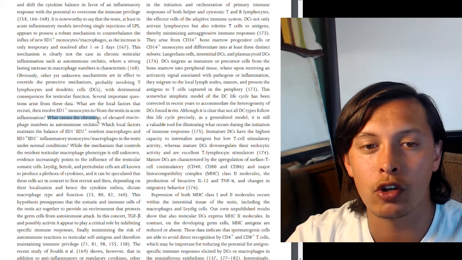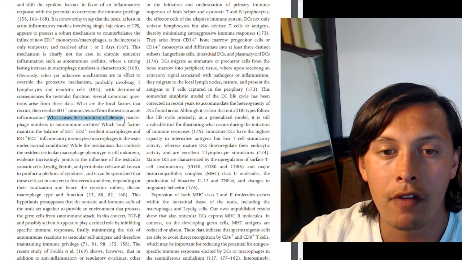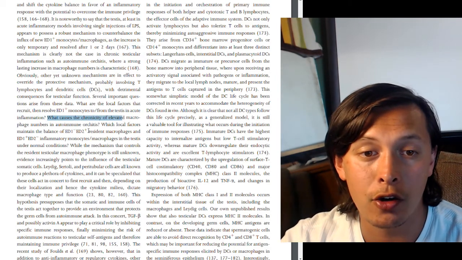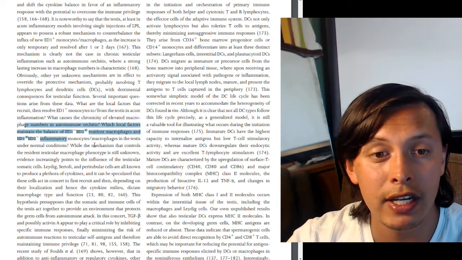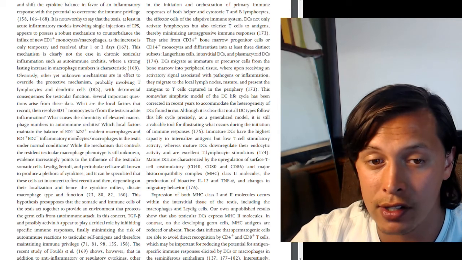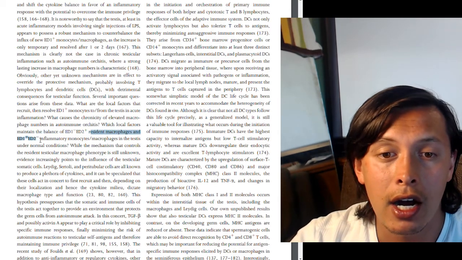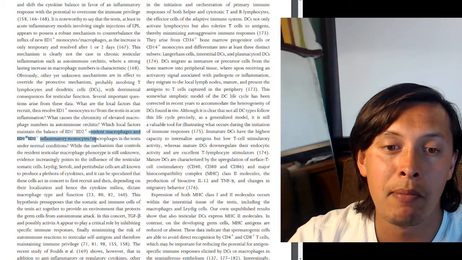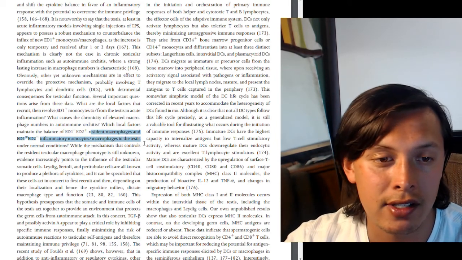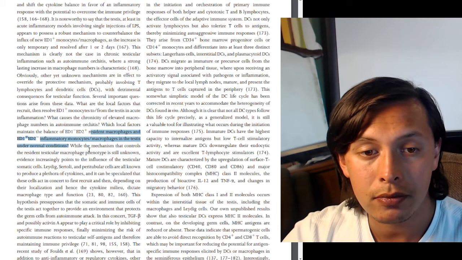And what causes the chronicity of elevated macrophage numbers in autoimmune orchitis? Which local factors maintain the balance of ED1 negative and ED2 positive resident macrophages and ED1 positive, ED2 negative inflammatory monocytes, macrophages in the testis under normal conditions?